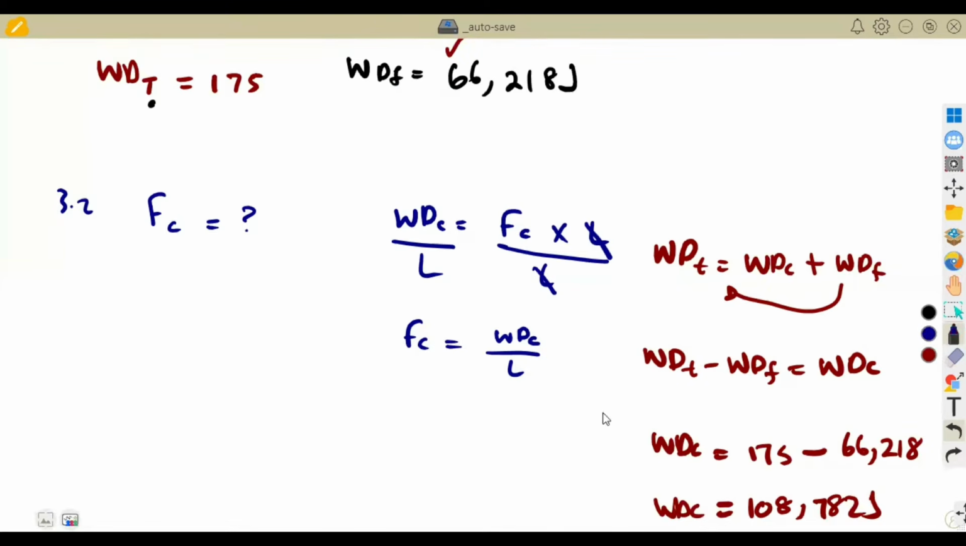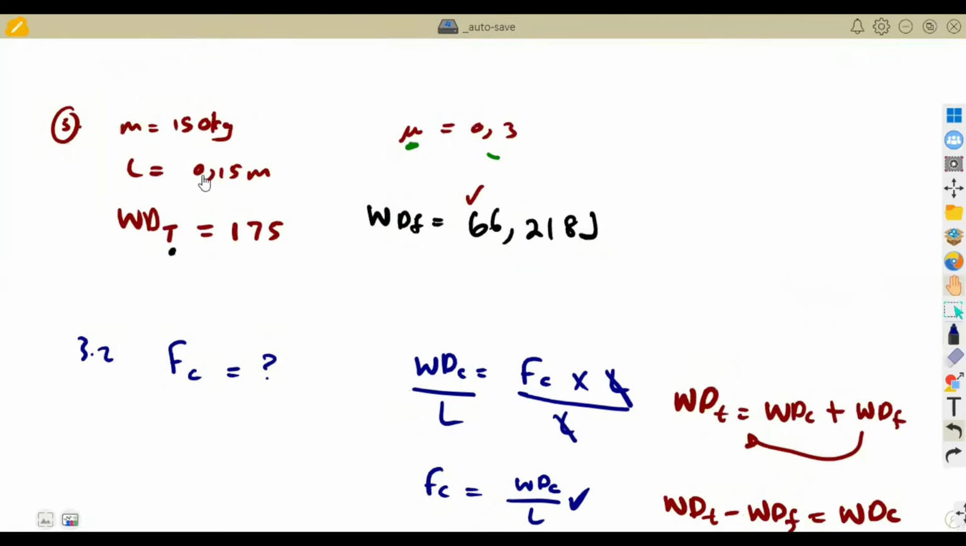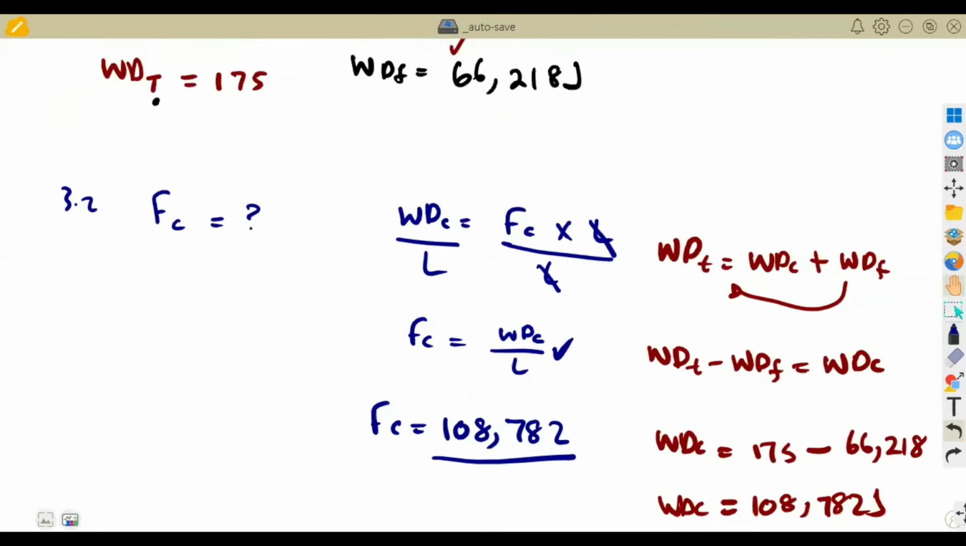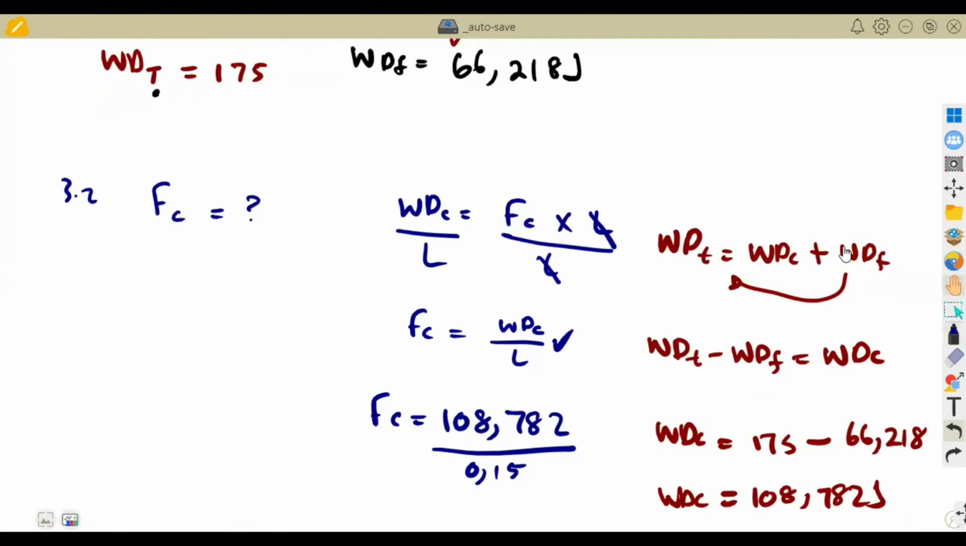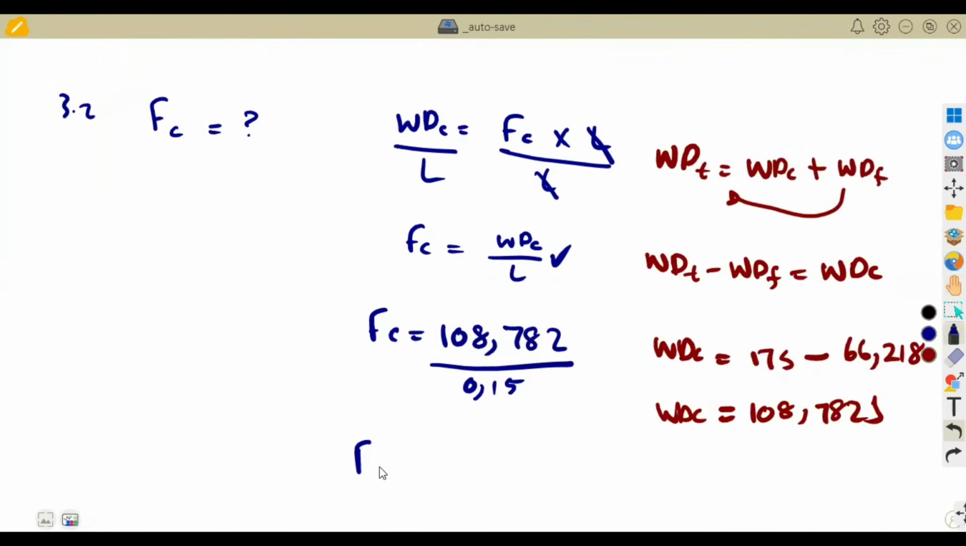With this, we are able to calculate our cutting force. So the cutting force is the work done cutting, 108,782 joules, over the stroke length that we are given here, the stroke length of 0,15 meters. So that's how they play around with this. The cutting force, to 3 decimal places, is 725,213. I showed you guys how to use your calculator to convert your answers to 3 decimal places.